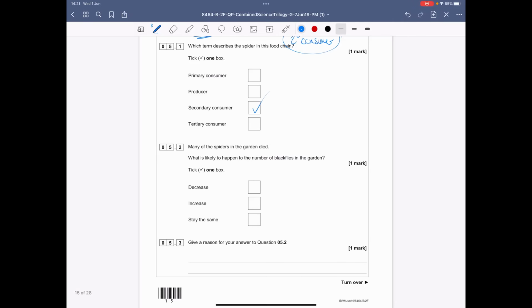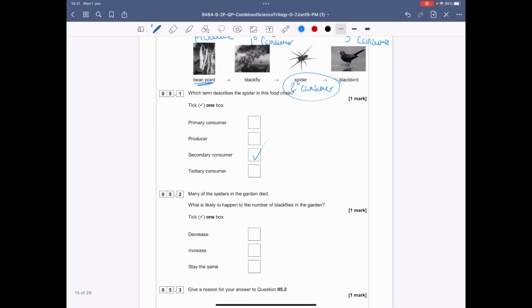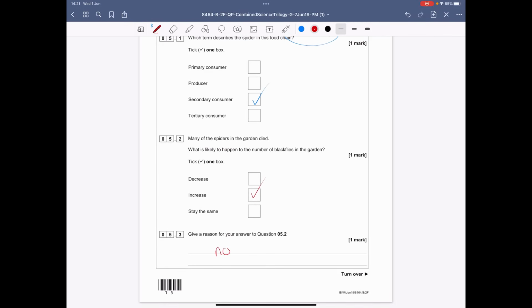Many of the spiders in the garden died. What is likely to happen to the number of black flies in the garden? Well, if all the spiders get wiped out, what would happen to the amount of black flies? Their predators have just gone, so the population of black flies would increase. Give a reason for your answer: because there are no predators for them. They are no longer being eaten.